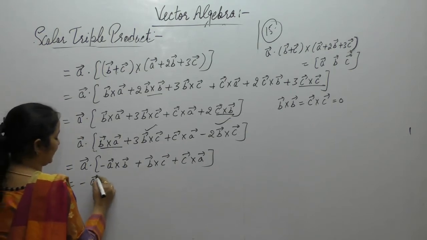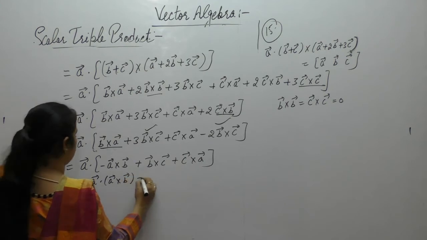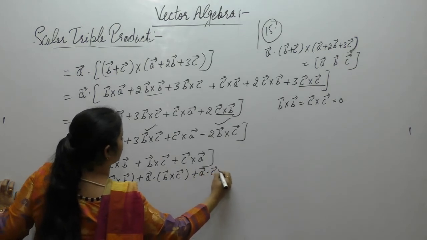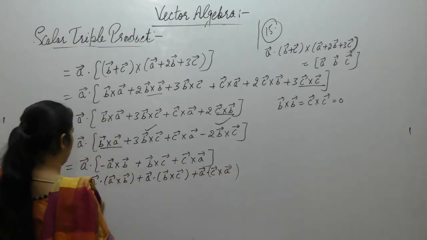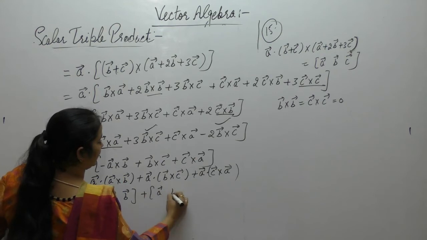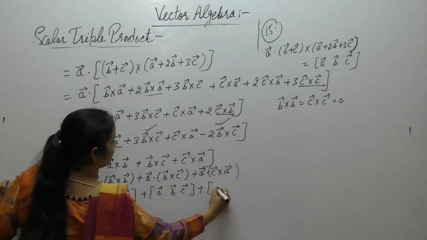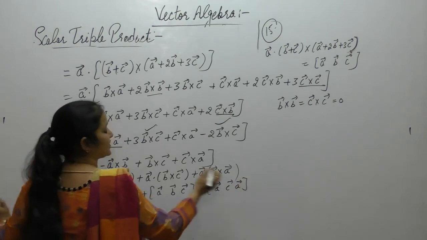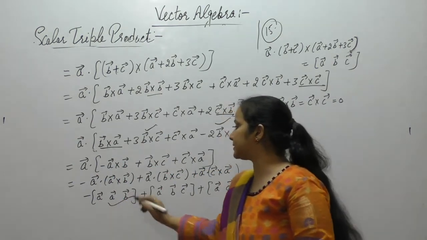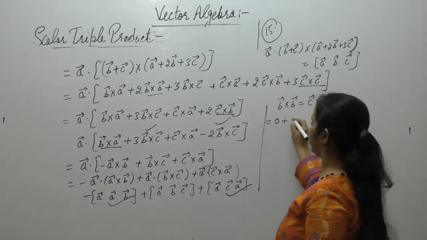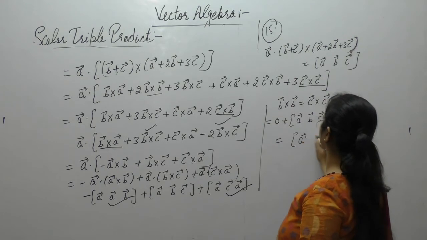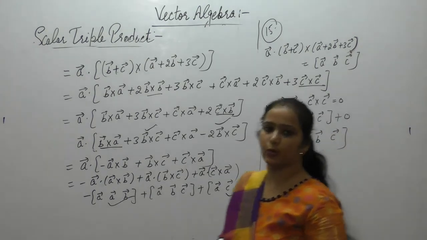Now, minus A vector dot A cross B plus A vector dot B cross C plus A vector dot C cross A. We can write it as minus scalar triple product A, B, A plus A, B, C plus A, C, A. Scalar triple product when two vectors are equal is 0. Therefore, this term and this term have value 0. So 0 plus A, B, C plus 0, that is A vector, B vector and C vector.